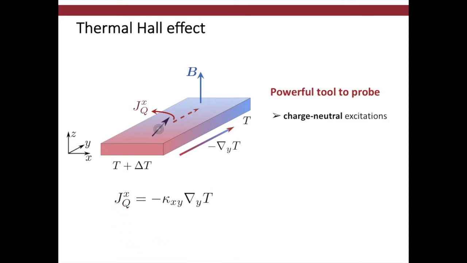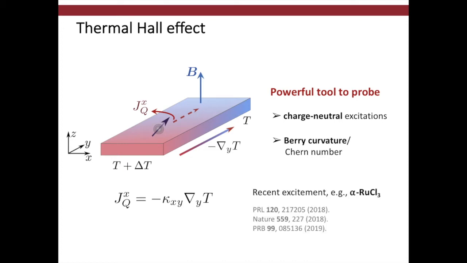Measuring kappa xy is a very powerful experimental tool because it allows us to probe charge-neutral excitations and because it is sensitive to the Berry curvature, or at sufficiently low temperatures, even the Chern number of the bands of the degrees of freedom that dominate heat transport in the system. For these reasons, the thermal Hall effect has gained a lot of attention in the condensed matter community in recent years, most notably in the context of spin-liquid candidate materials such as ruthenium chloride.